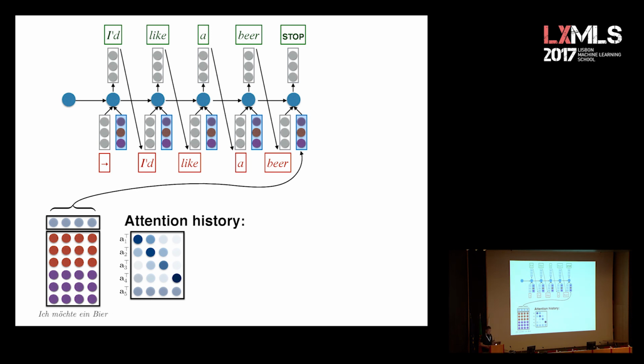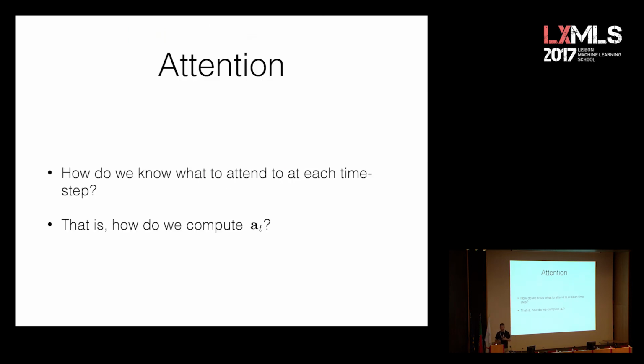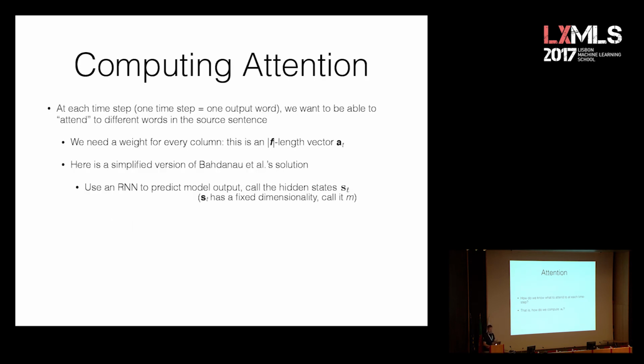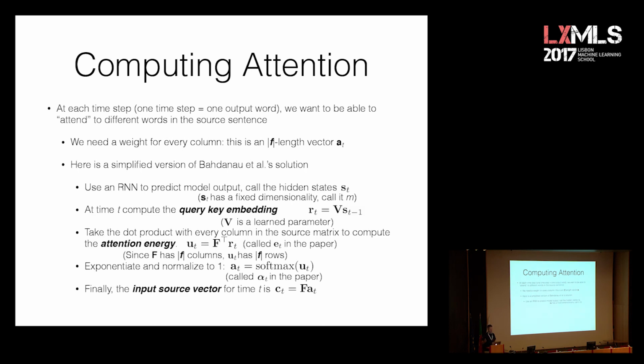Okay, so the big question is, how do we know what to attend to at each time step? How do we compute this A sub t? At each time step, so one time step is one output word, we want to be able to attend to different words, different columns of that input matrix. So we need a weight for every column, that is an F-length vector A sub t. Here's a simple solution.